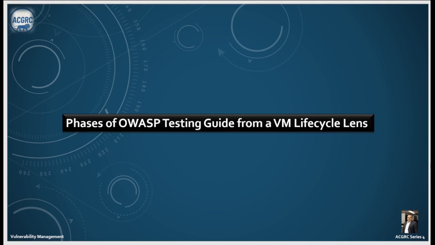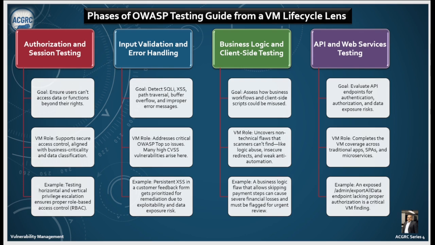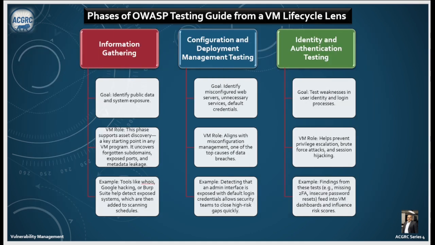Let's look at the phases of the OWASP testing guide from a VM lifecycle lens. We have several in this, starting off with information gathering, configuration and deployment management testing, identity and authentication testing, followed by authorization and session testing, input validation, and so on. Let's go through each of them in detail.